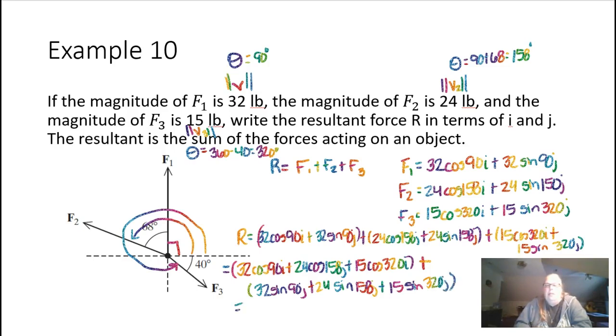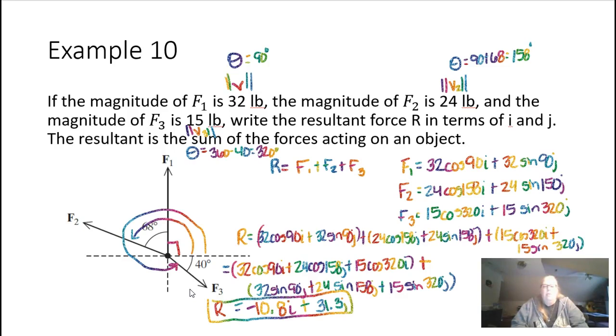Okay, now we need our calculator so we can get all these together. When I put this first set of parentheses into my calculator, it gives me negative 10.8, rounded to one decimal place, so this is I. And when I put the second set of parentheses into the calculator, it gives me 31.3 J. And so this is my resultant. This is the sum of what I get from those three forces acting with each other.